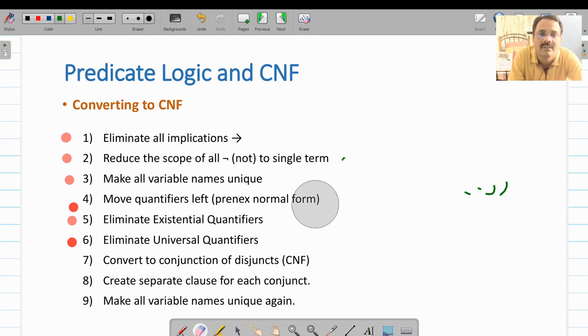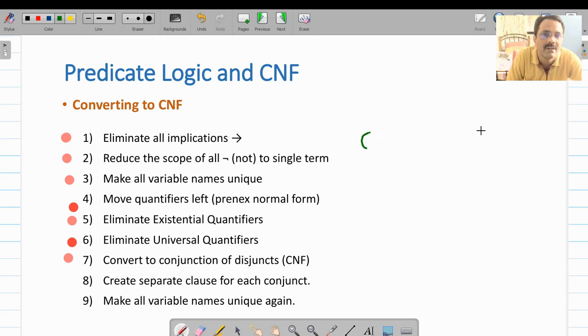Now step 7. In step 7 we are converting the resultant formula into conjunction of disjuncts. Now what is this conjunction of disjunct form? So conjunction of disjunct form is something like this.